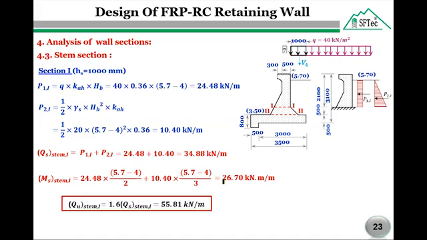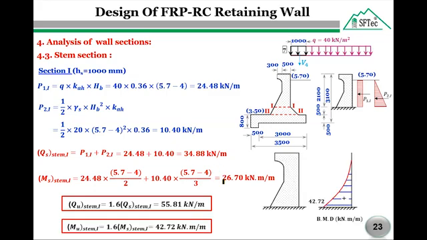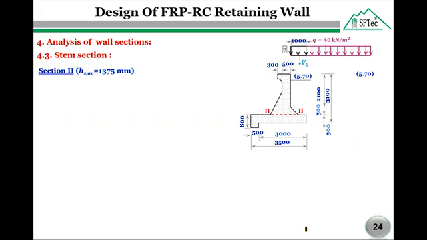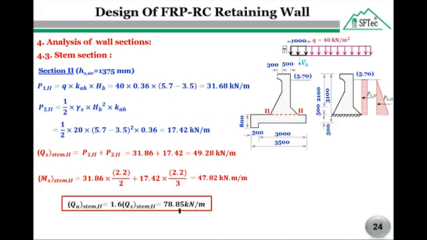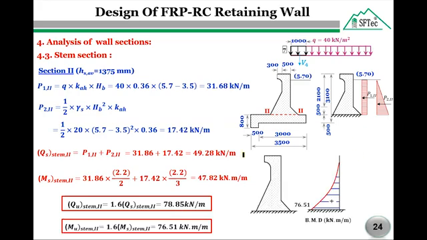A factor of safety 1.6 for the shear force and for the bending moment is taken into consideration. And here, this is the final shape of the bending moment diagram. For stem section 2-2 at the base, the same procedure was followed to calculate the acting loads at this height of section 2-2, and the maximum shear and the maximum moment were calculated, and finally the ultimate shear force equals 78.85 kilonewton per meter, and here is the final bending moment diagram for the factored moment.